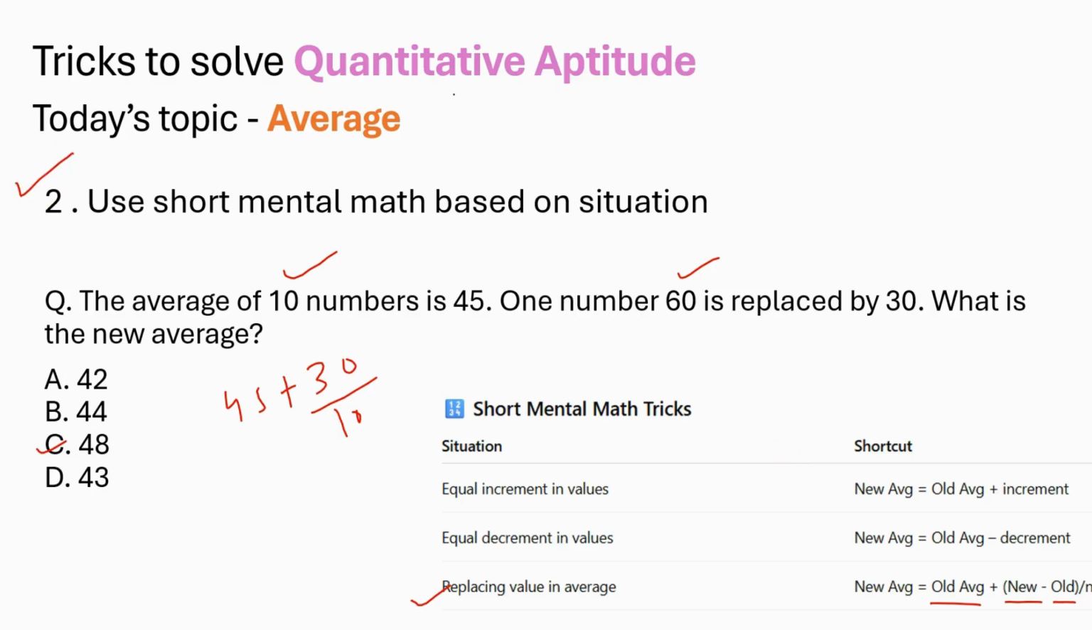So here our trick number 2 is to try to remember these mental math formulas, note them down in your copy or your notes, and try to remember these formulas every day.